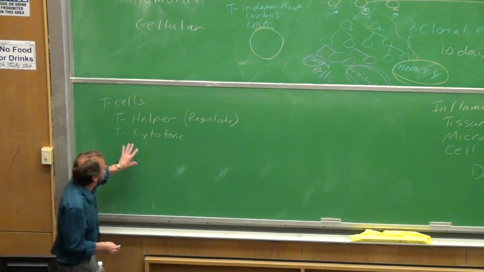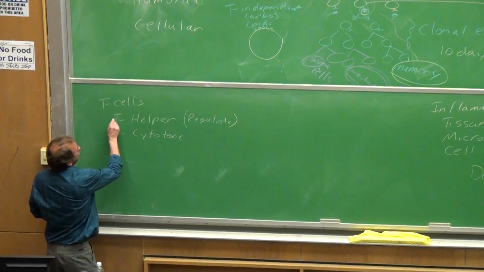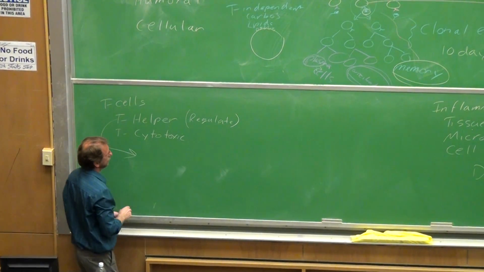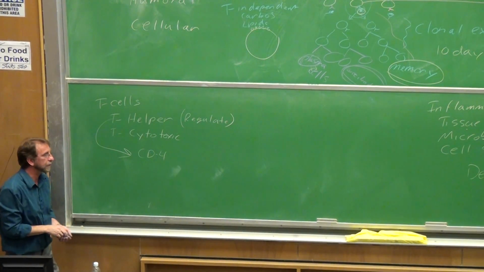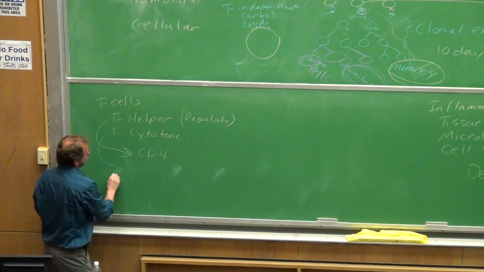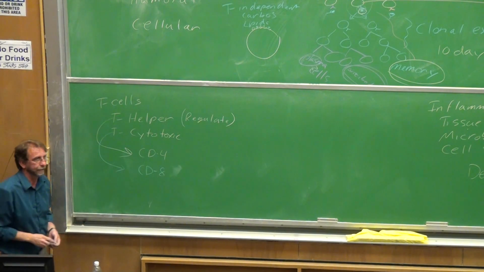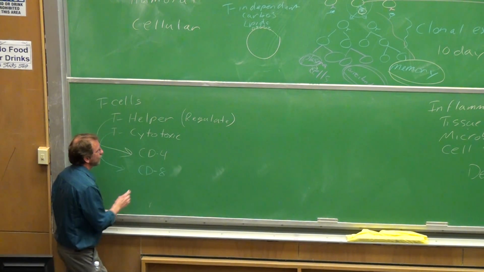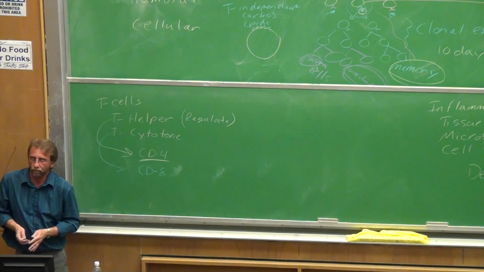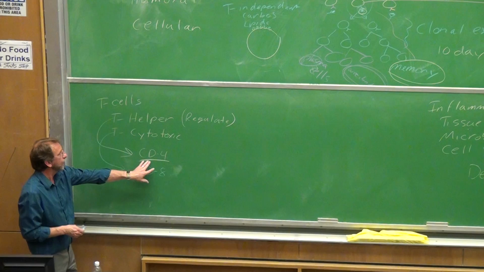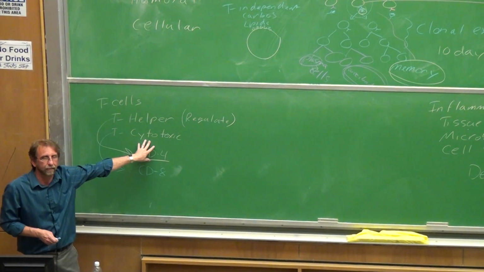When we look at the surface of the T cells, we notice that T helper cells have a surface protein called CD4, and cytotoxic T cells have a surface protein called CD8. I bring this up because the CD4 surface protein is what the AIDS virus recognizes. So the AIDS virus infects T helper cells, but it does not infect cytotoxic T cells.